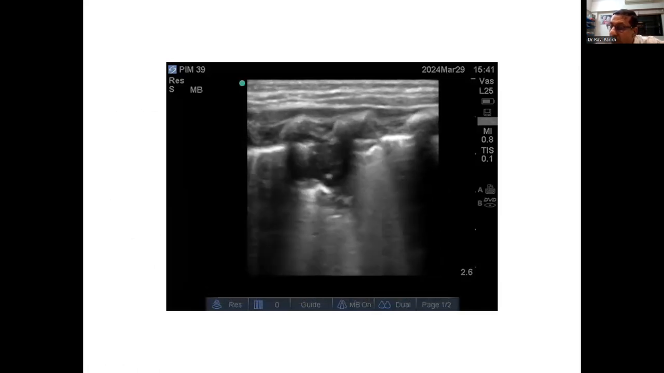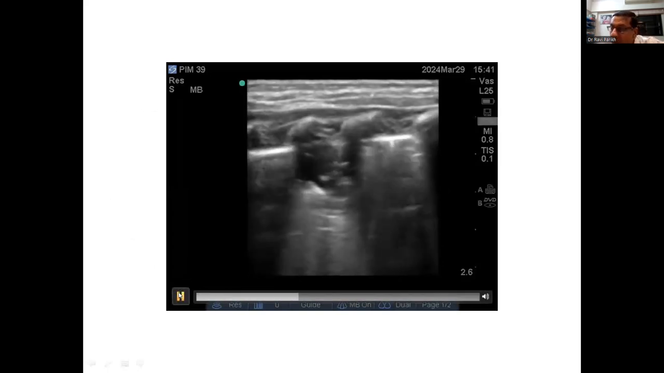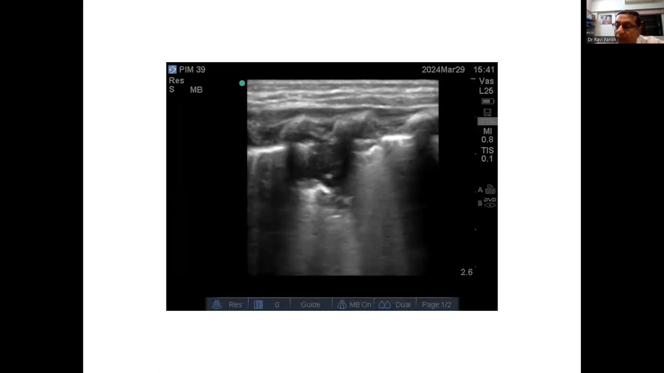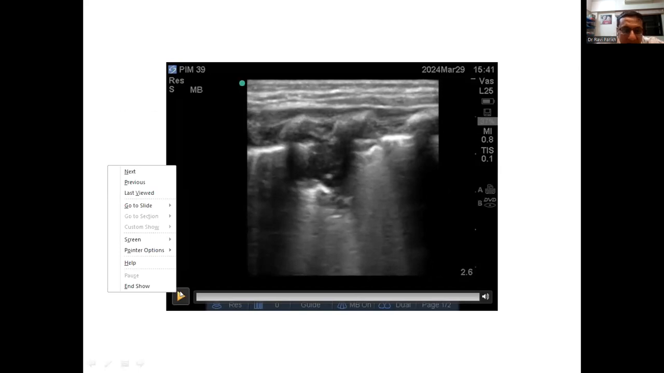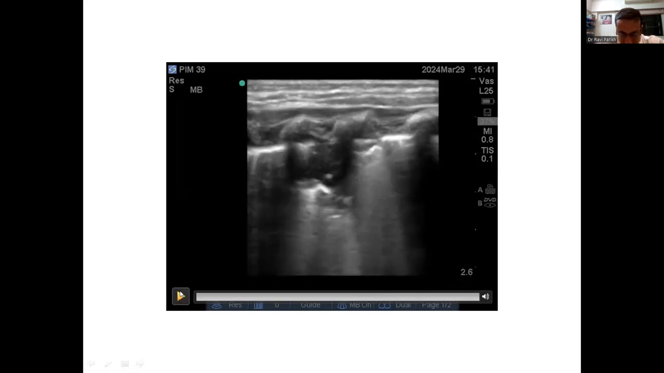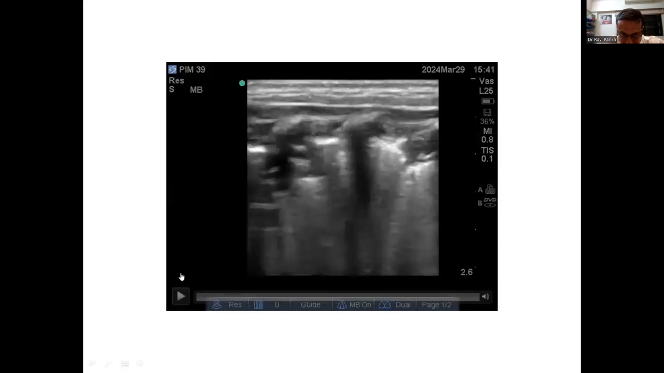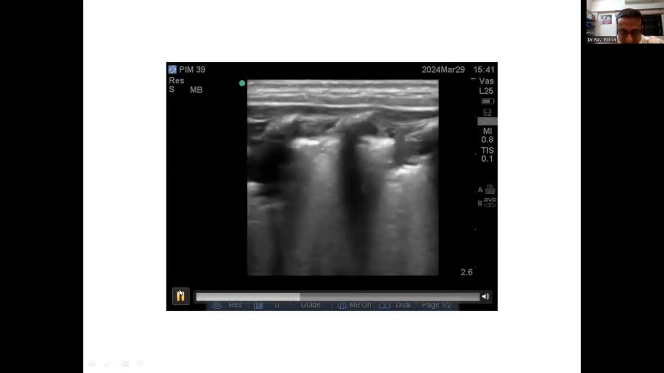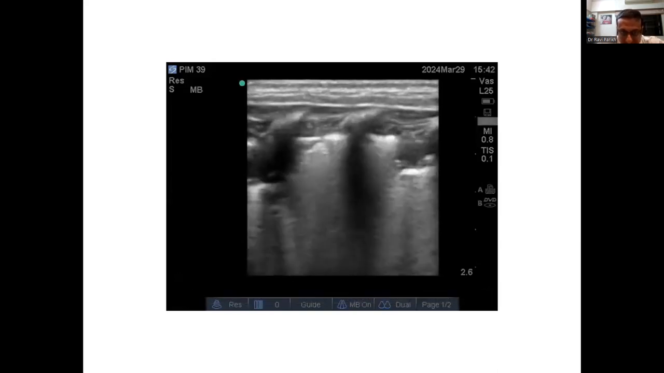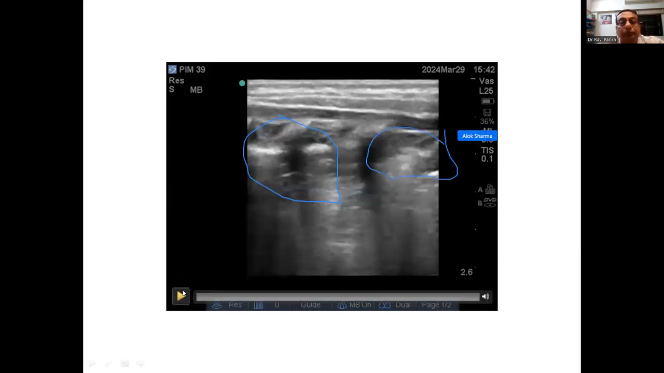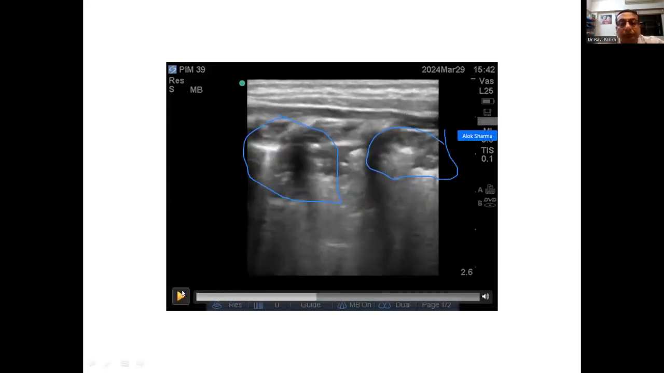So again here, the bat wing sign is seen. The pleural sliding is present here. The depth is only 2.6. Maybe I actually decreased the depth because I wanted to see the superficial areas. And the B profile is seen. And again here I can see consolidation with the shred sign and bronchograms. So it's a beautiful image.